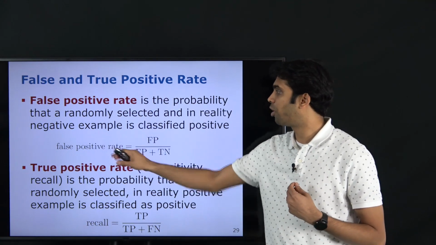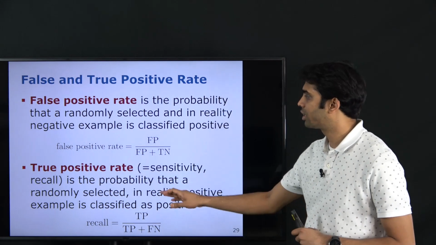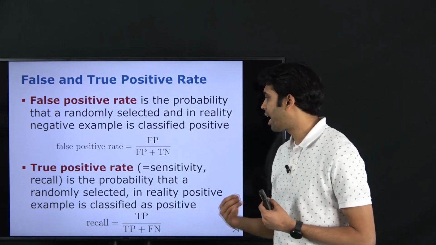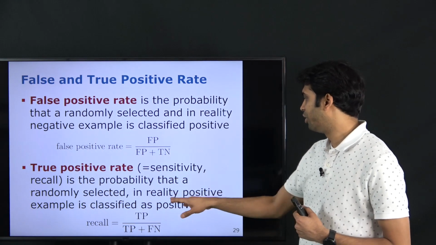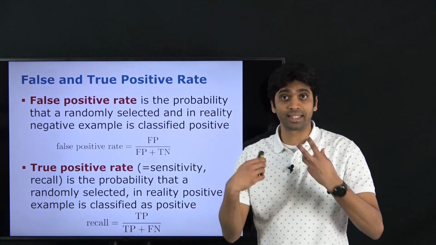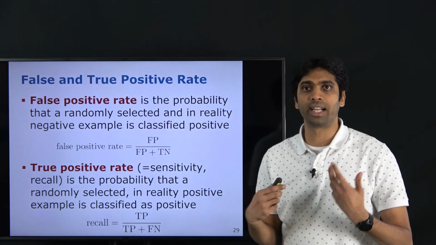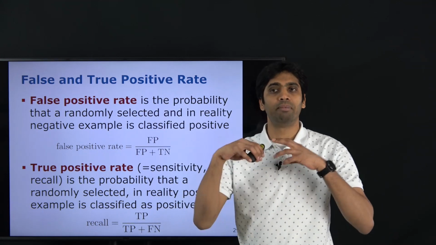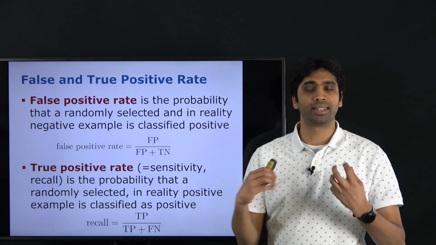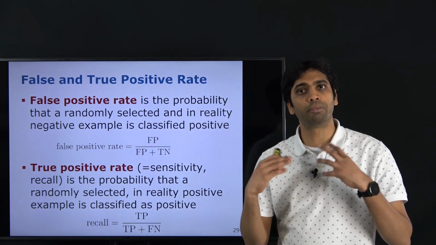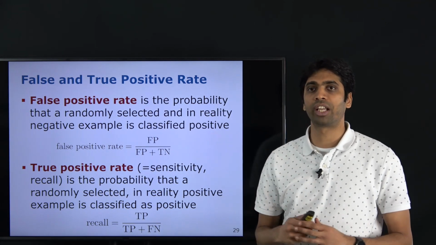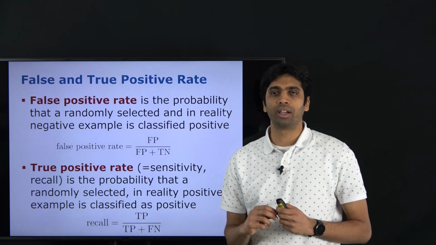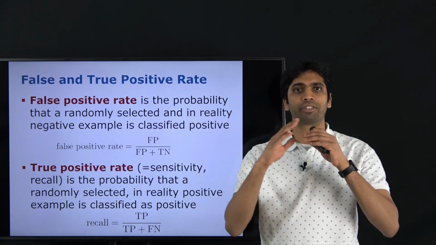So this is what the false positive rate is, whereas the true positive rate is essentially for a randomly selected example which in reality is a positive example, the probability that it is actually determined as a positive example. So these are two important metrics which tell us something about the performance of our classification system. And often what happens is that our classification systems have some kind of threshold.